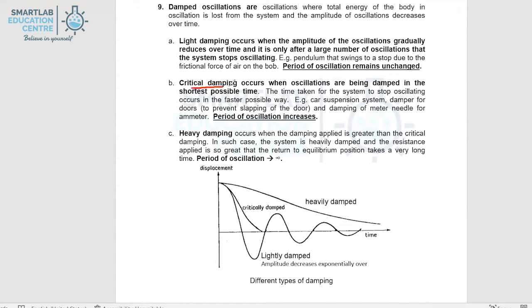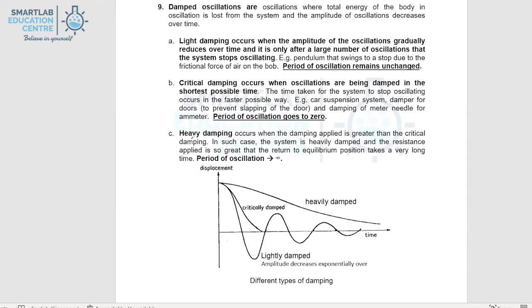Critical damping. In the case of critical damping, oscillations are being damped in the shortest possible time. In critical damping, the period of the oscillation goes to zero as the displacement is very quickly brought down to zero. So meaning to say that the object has stopped oscillating. So when it stops oscillating, the period of oscillation must be zero.